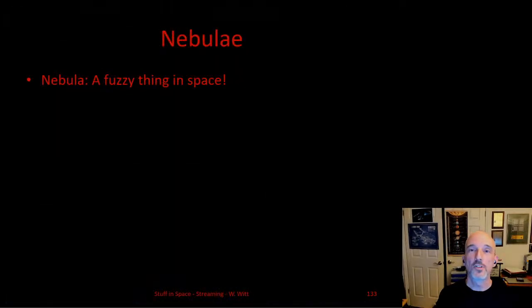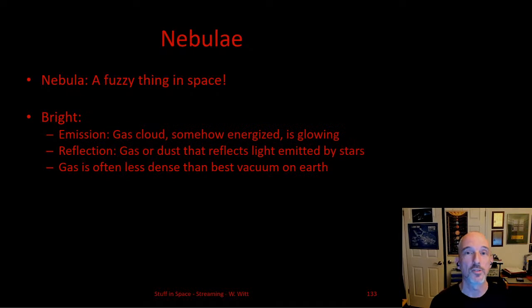Okay, then we have things called nebulae. So a nebula is basically a fuzzy thing in space, right? When astronomy was young, we looked up there and said, hey, there's a fuzzy, and we said it's a nebula. But since those early fuzzy days, we've learned a lot more about what these things really are.